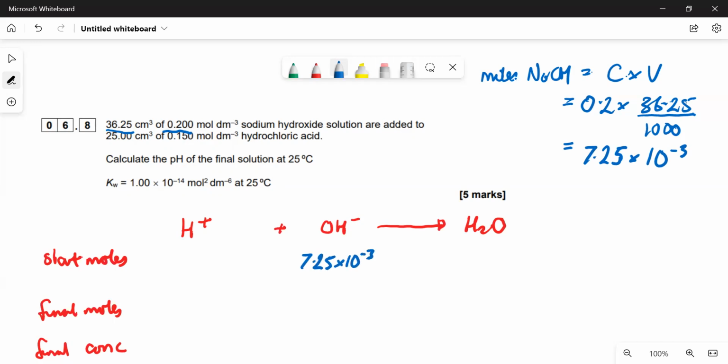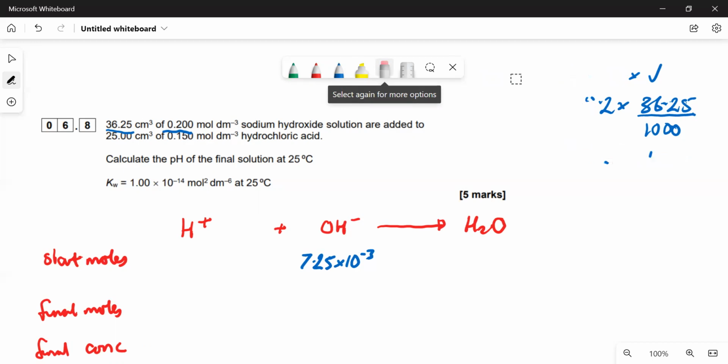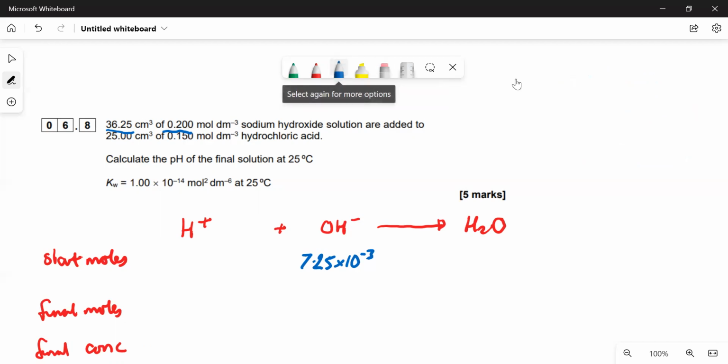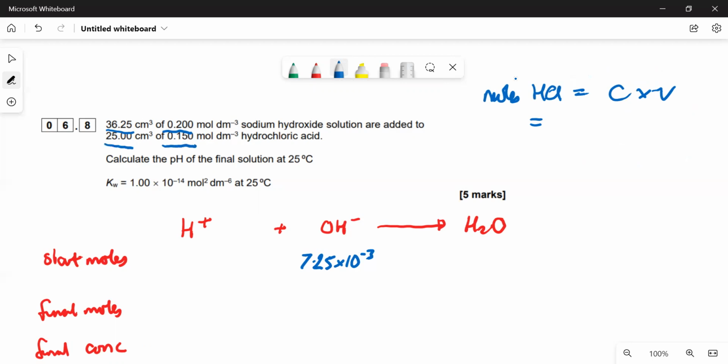Right, now let's do our moles of HCl. So that's going to be concentration times volume also. So moles HCl, concentration times volume. The concentration of HCl is 0.15 and the volume is 25 centimeters cubed. Not 0.25, sorry.